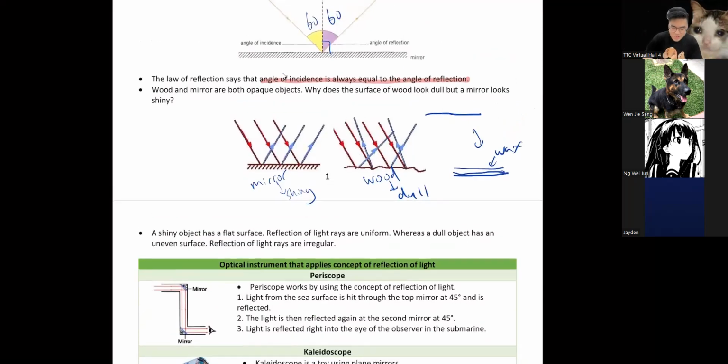So anyway, let me summarize this. If you have an even surface, you have nice reflection, you have a shiny surface. If you have an uneven surface, you have uneven reflection, and your surface will look dull. This is why wood looks dull. So how do you make wood shiny? You put a layer of clear coat. It's like putting a layer of mirror on it, so your wood will look shiny. Do you understand what I mean? This is how polishing works.